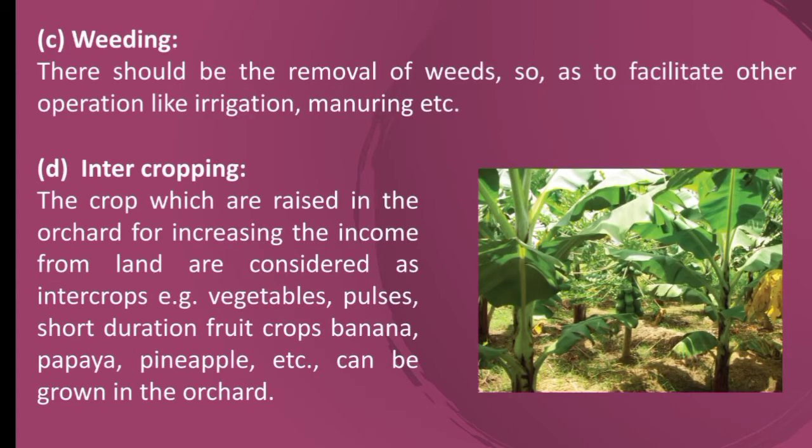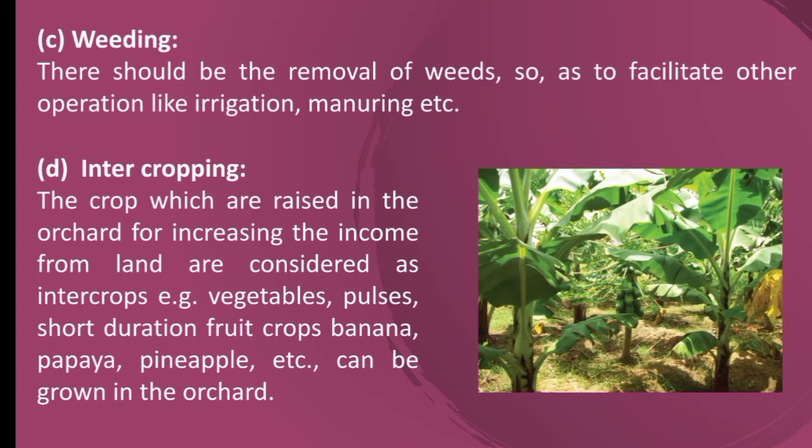So third is the weeding. There should be the removal of weeds so as to facilitate other operations like irrigation and manuring. You know that weeding is the process to avoid the competition for the nutrients from the soil system. So there is no competition.